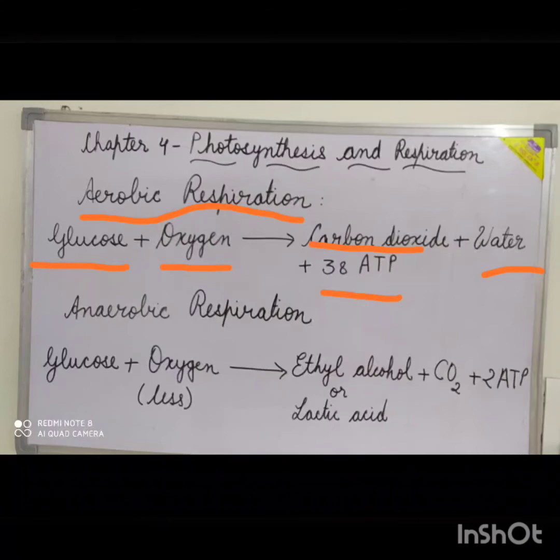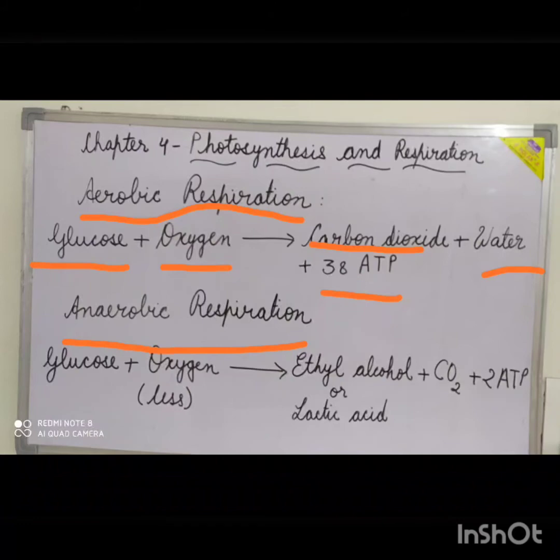Anaerobic respiration. A process by which the incomplete breakdown of glucose takes place in the absence of oxygen, or when the oxygen is present in a very small amount, is called anaerobic respiration. Carbon dioxide and ethyl alcohol, or lactic acid in animals, are the end products of anaerobic respiration. There is a small amount of energy. Two molecules of ATP are released in this process.